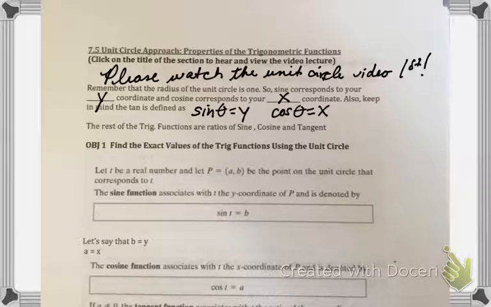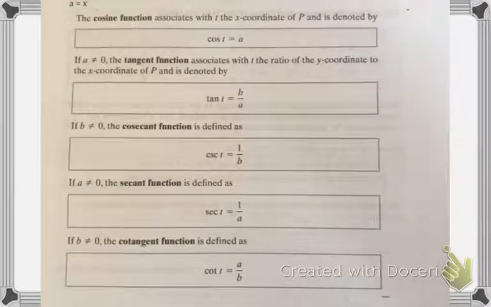Alright, so the rest of the trig functions are in ratios of sine, cosine, and tangent. So let's go ahead and define some things. Objective number 1, find the exact value of the trig functions using the unit circle. So remember that I told you to make everything x comma y. So we're going to say that the point is equal to x comma y. With that being said, we need to go ahead and rewrite some of these. So sine t is corresponding to y. Cosine t is corresponding to x.